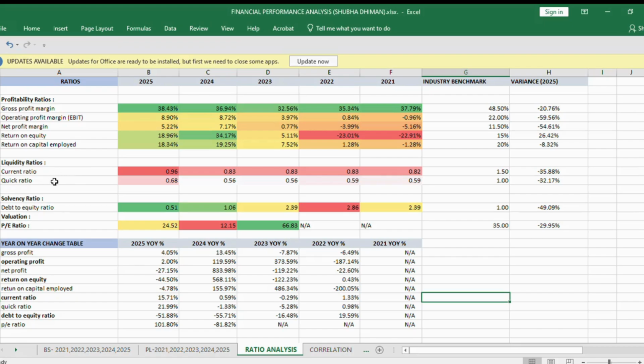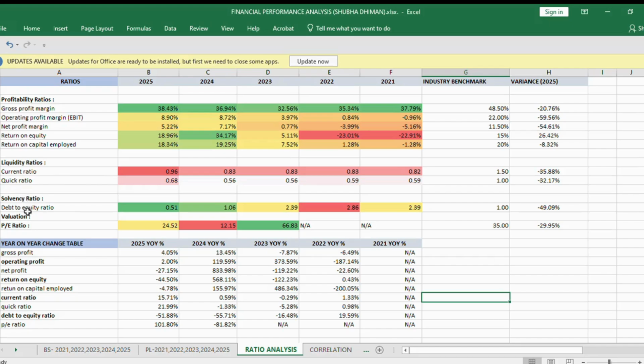Next is the quick ratio. I calculated the quick ratio by taking the total current assets and subtracting inventories, dividing it by current liabilities. This tells us if Tata Motors can pay its short-term debt using only its most liquid assets.